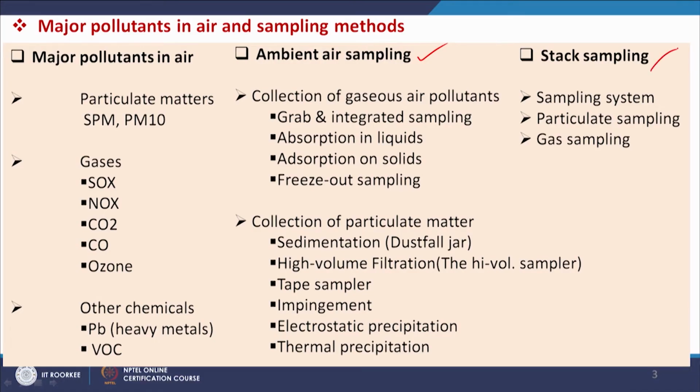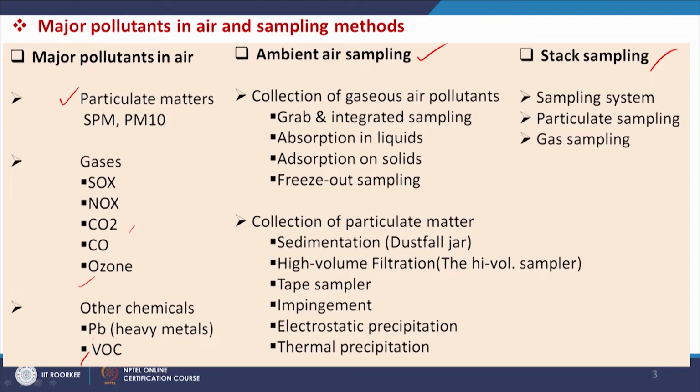Similarly, for ambient air in our normal environment, if we want to get the concentration of pollutants, then we again have to collect samples. But you see, the two cases are different. So, ambient air sampling and stack sampling, both we will discuss, and we are interested in air quality. Certain parameters are necessary, which we have already discussed. So, here particulate matter, SOx, NOx, carbon dioxide, ozone, lead and VOC, we have already discussed.